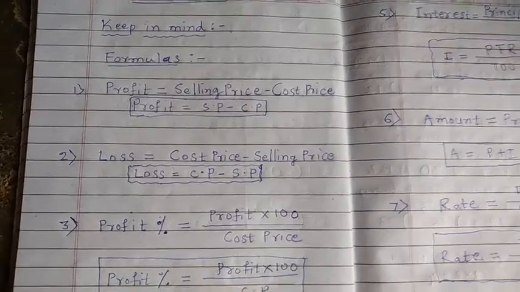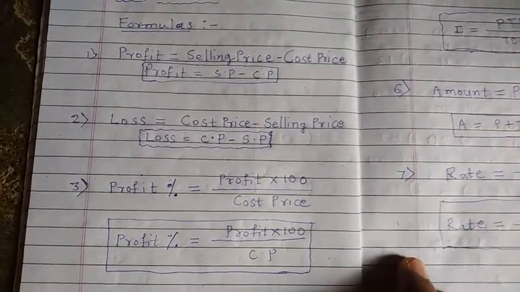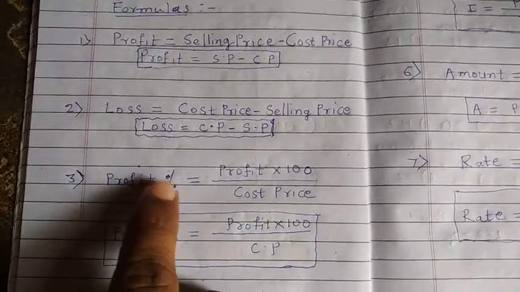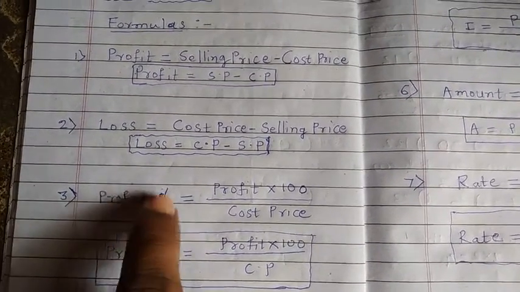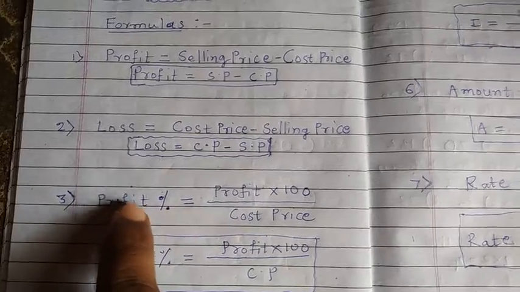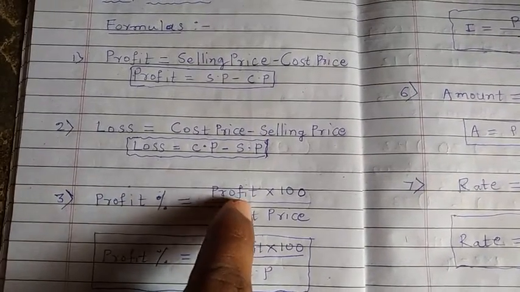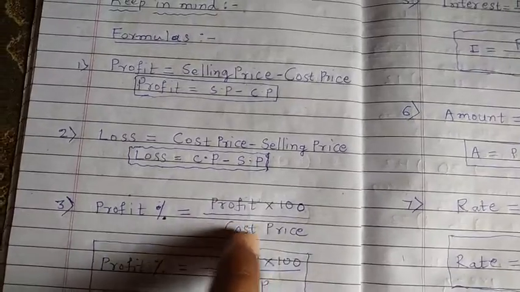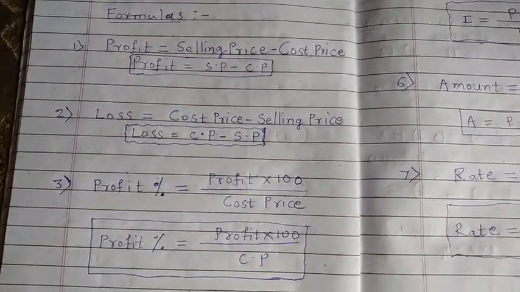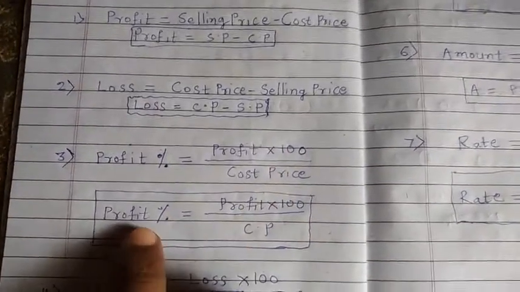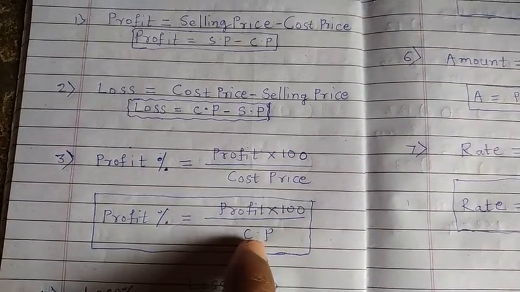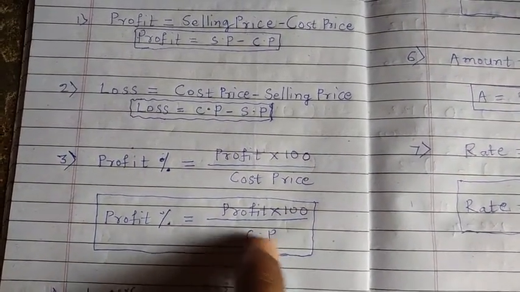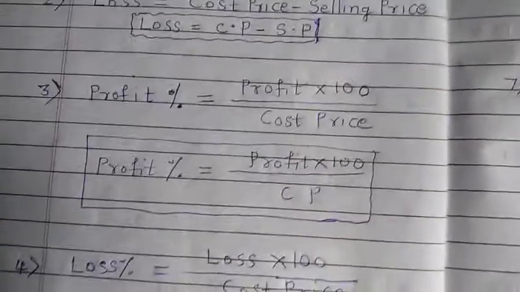The next one, the third one, is profit percentage. How to find the profit percentage? Profit percentage is equal to profit into 100 divided by cost price. This one we also write shortcutly: profit percentage is equal to profit into 100 divided by CP. CP means cost price. Understood, students? This is the third formula.